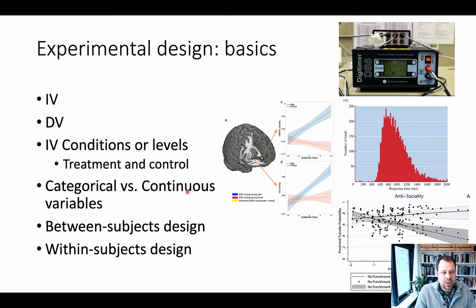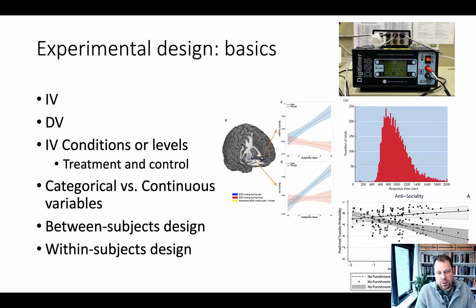We also work with categorical versus continuous variables. Now, a categorical variable would be, in this case, shock versus no shock, whereas a continuous variable would be, let's say, having different levels of shock amplitudes that should lead to increasing amounts of stress, depending on what condition the participant is in, right?